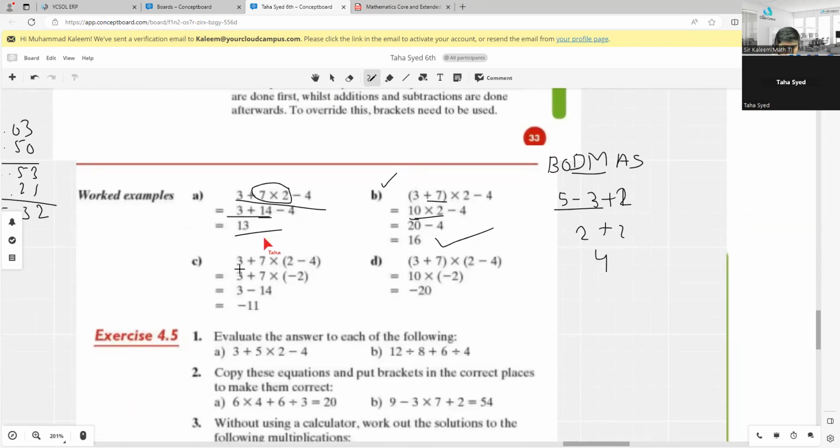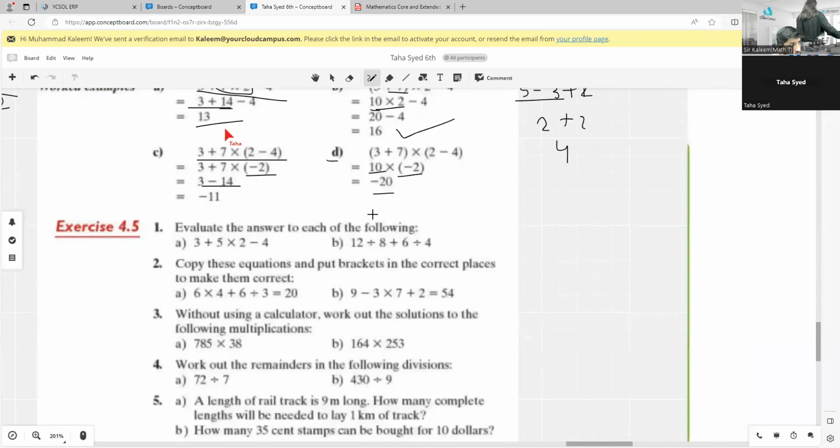Okay, same method for this one. Look, firstly we have to solve the bracket, which gives you minus 2. And then you have to solve the multiplication. 7 times minus 2 gives you minus 14. And 3 minus 14 will be equal to minus 11. After that, you just have to solve part D, in which we have two brackets, so we have to solve these two brackets. 3 plus 7 gives you 10, 2 minus 4 gives you minus 2, and then after that we just have to multiply them. 10 times minus 2 gives you minus 20.